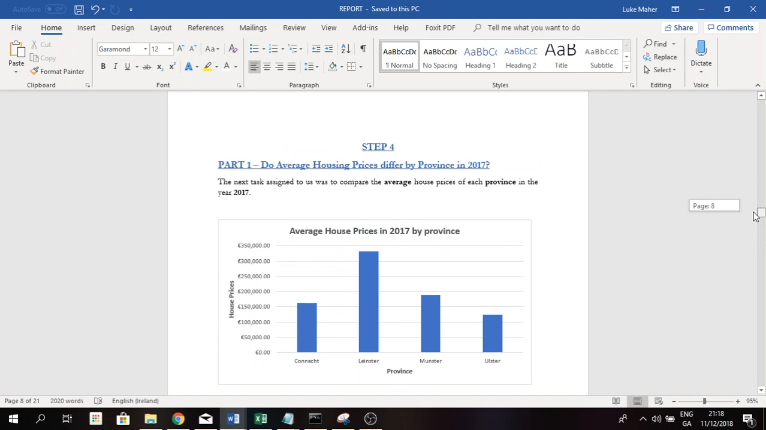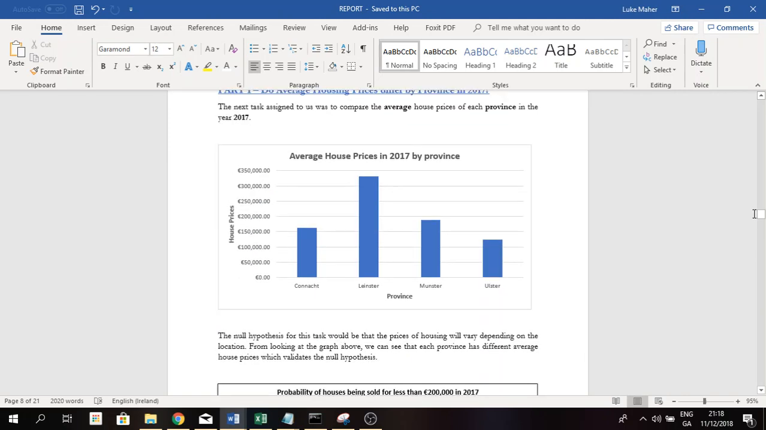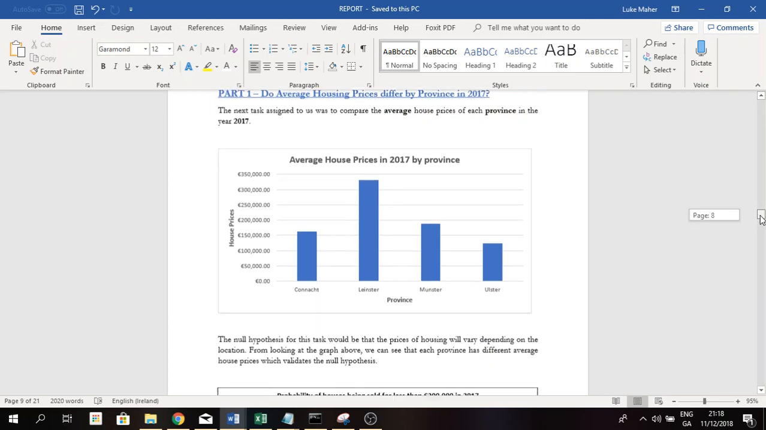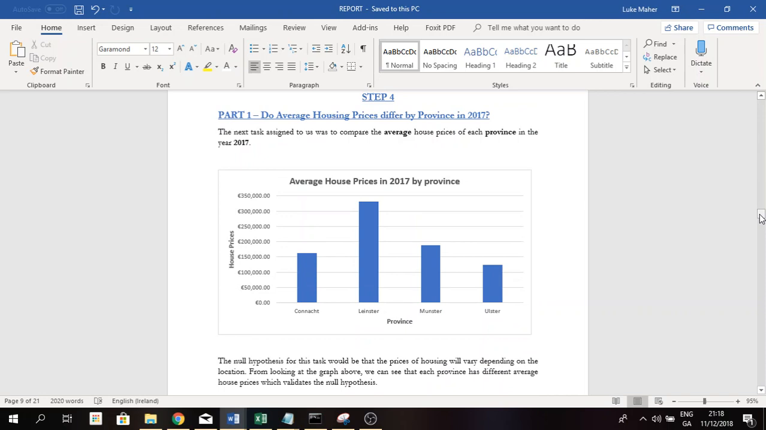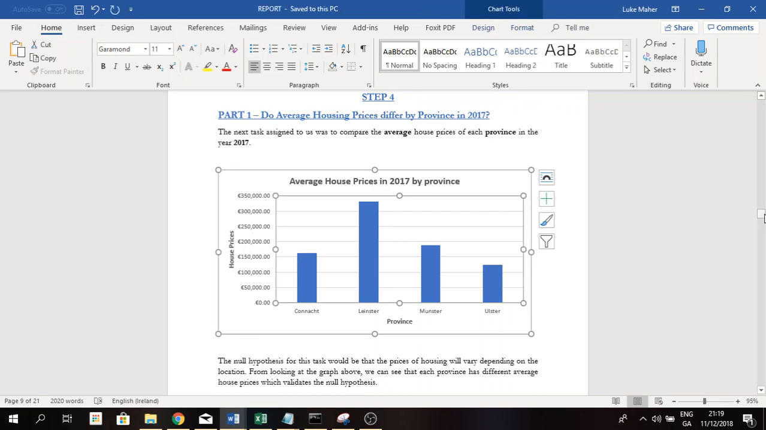So then step 4, there's 3 bits to it, and we had to state the null hypothesis. The first bit was asking us to compare the average house prices by province, and that's the graph we generated there. The null hypothesis for this one was basically that the house prices were going to vary by province, and you can see from the graph there that that's true.